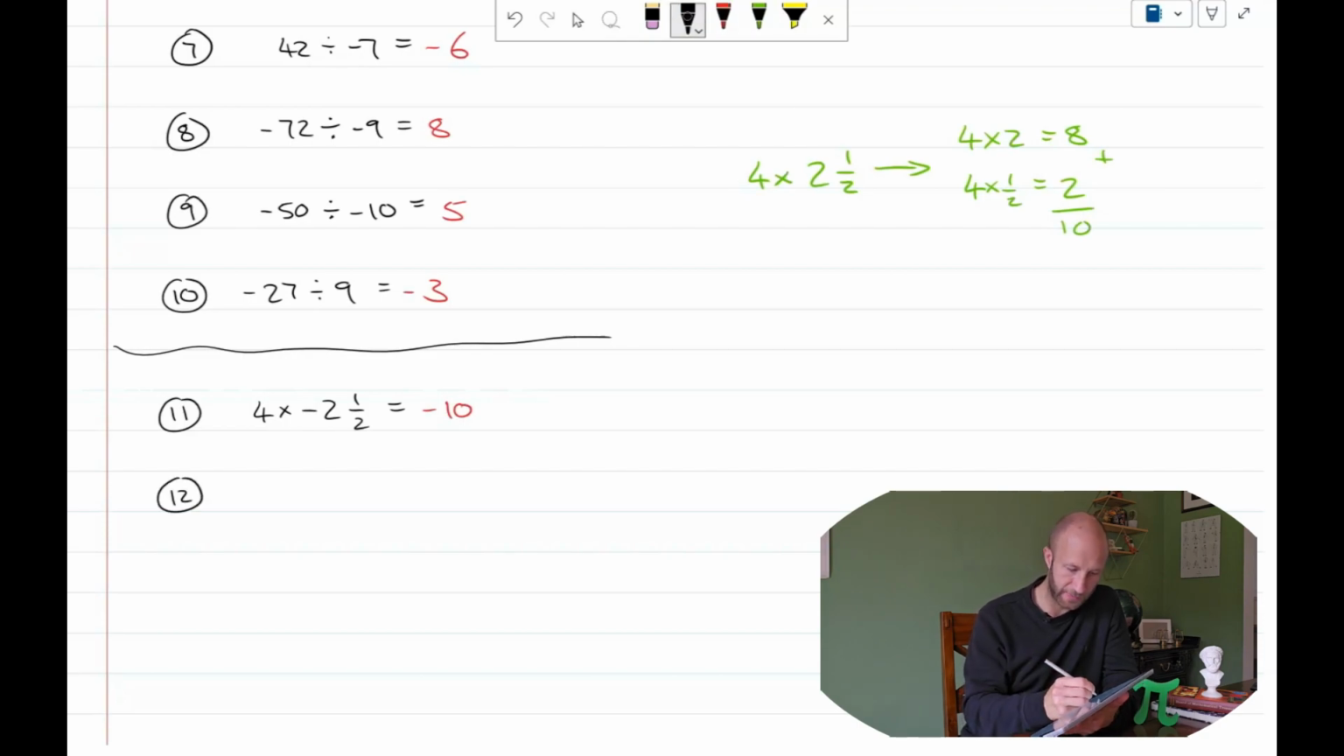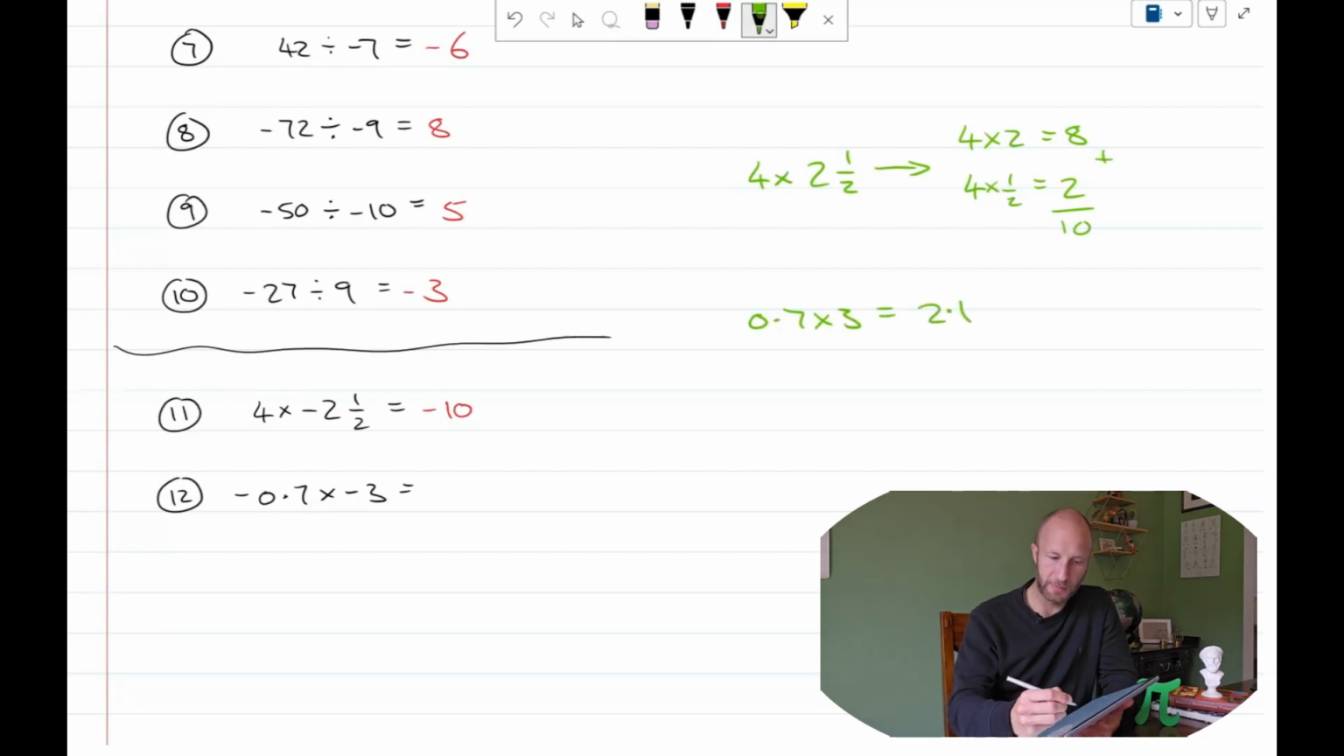And it works the same for decimals. If I have minus 0.7 times minus 3, again, I can quickly look at a negative times a negative, so my answer will be positive and take that into account straight away. When I do 0.7 times 3, I can do 3 7s are 21. And I've got one decimal place in the question, so I can just put one decimal place in the answer. So this will just be 2.1.